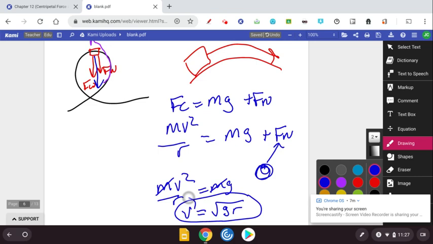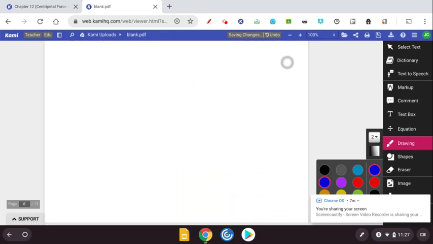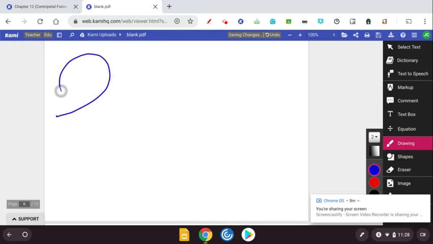If it goes slower than that velocity, if this is the track, all of a sudden it falls inward. So if you're going fast enough, it's going to stay right in the track. So that is what happens at the top. At the bottom, I'm going to do another drawing here. So I'm going to draw the loop again.